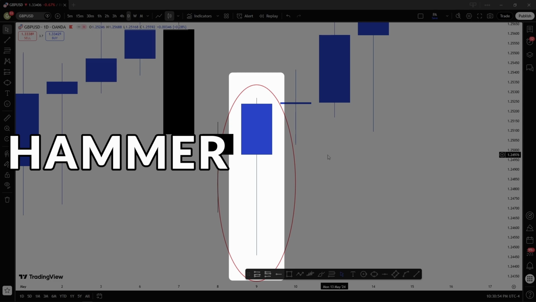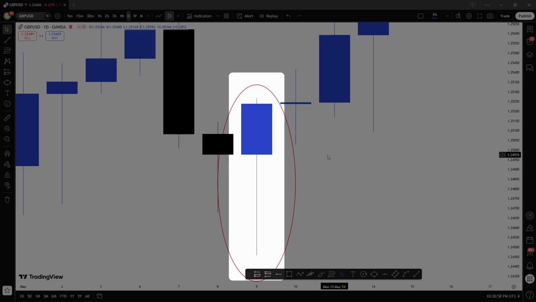So guys, talking of the hammer, as the name implies, a hammer has a very small top and then a bigger bottom. Here's what I mean. Take a look at this particular candlestick here. This is what we call the hammer candlestick.